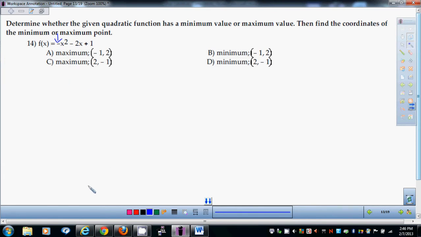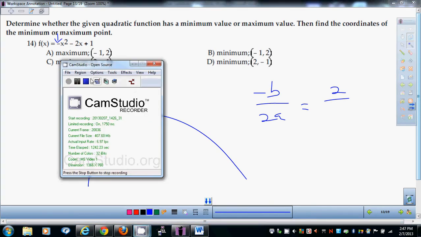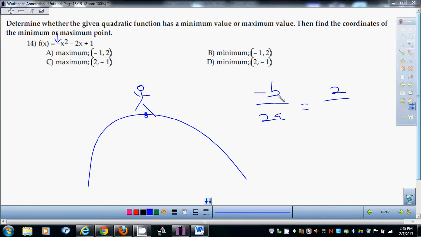Now to find that maximum, you need your vertex given by the equation negative b over 2a. Negative b is a positive 2. 2a, a is negative 1. Sorry about that, video glitch. Negative b will make this a positive 2. Your a value is a negative 1, so 2a will be negative 2, which means your x value is going to be a negative 1. Well, only one of these even has an x value of negative 1, so it must be A. Maximum at negative 1, comma 2. And I'm sure you can get the 2 if you just plug the negative 1 into the function.